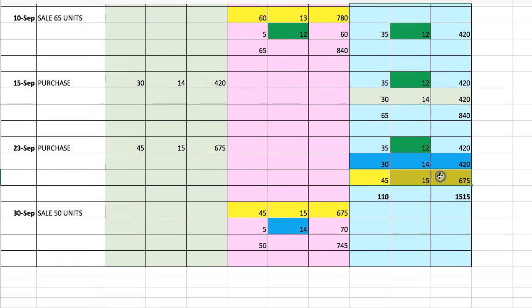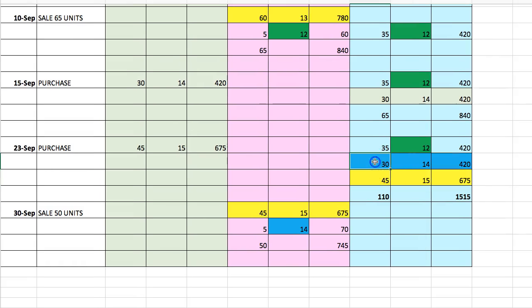All of these are sold, so they're gone. For these units here, we've only sold 5 of them. So 30 minus 5 means we have 25 of these $14 left. So we'll copy that down. Okay, 25 times 14.